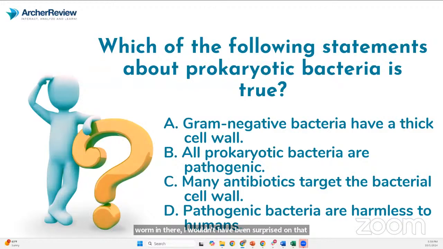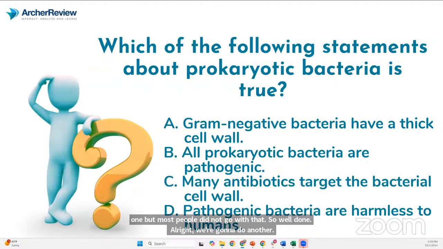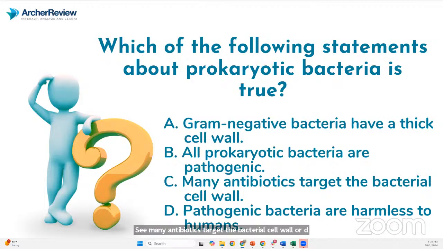Which of the following statements about prokaryotic bacteria is true? A, gram-negative bacteria have a thick cell wall. B, all prokaryotic bacteria are pathogenic. C, many antibiotics target the bacterial cell wall. Or D, pathogenic bacteria are harmless to humans. You've got 45 seconds.